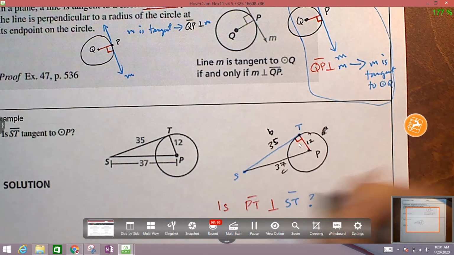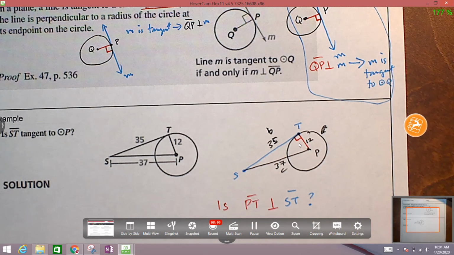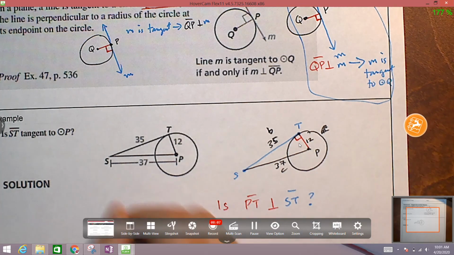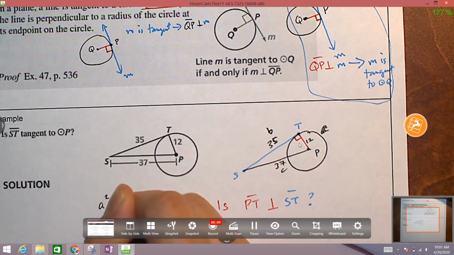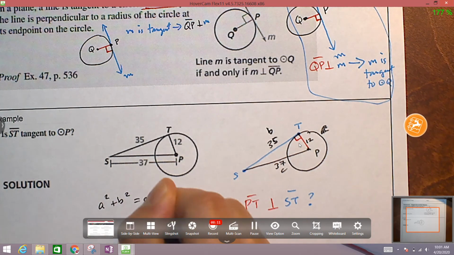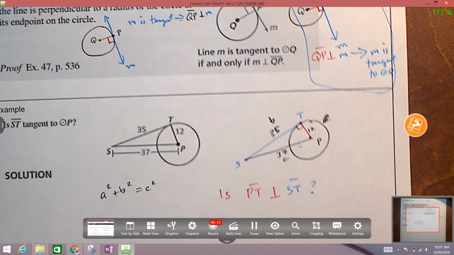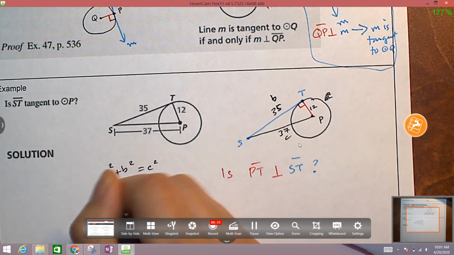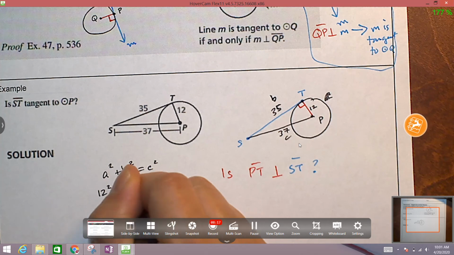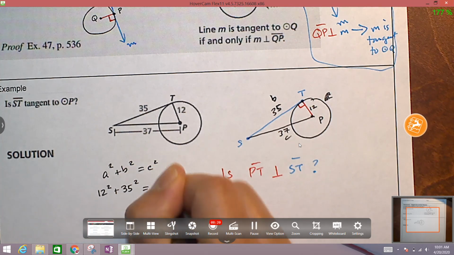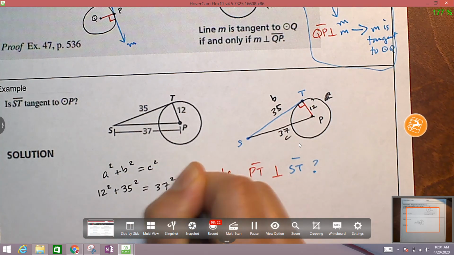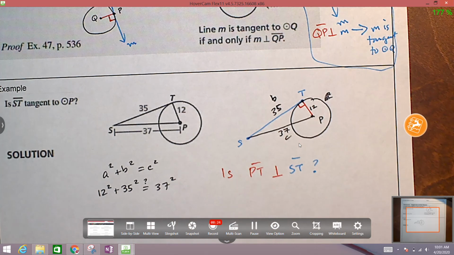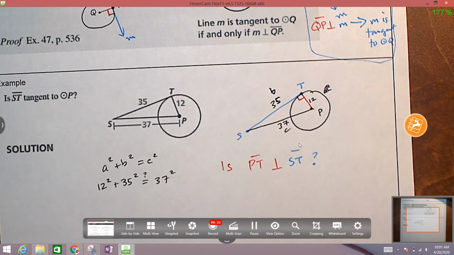Remember that c is always the hypotenuse, right? So we want to know, does a squared plus b squared equal c squared? In this case, does 12 squared plus 35 squared equal 37 squared? And I'll put a question mark above the equals because we're not sure if that's true yet, right?